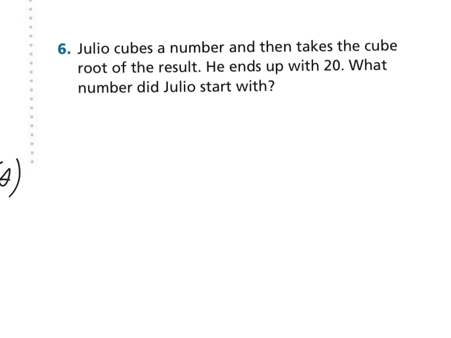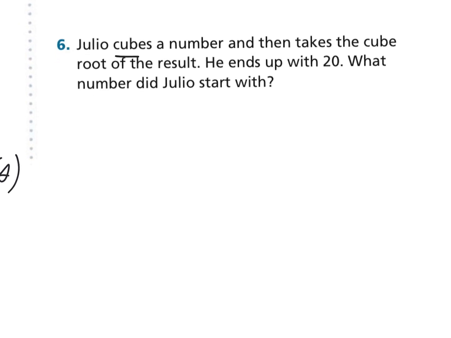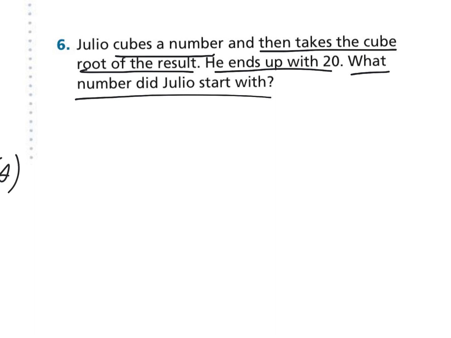If we look at number 6, Julio cubes a number, then takes the cube root of the result. He ends up with 20. What number did Julio start with? So if you cube something and then you take the cube root, those are kind of like opposite operations. Kind of like if you add 5 and then you subtract 5. So if you cube something and then you take the cube root, that's going to get you back where you started. So 20 would have been the starting point.